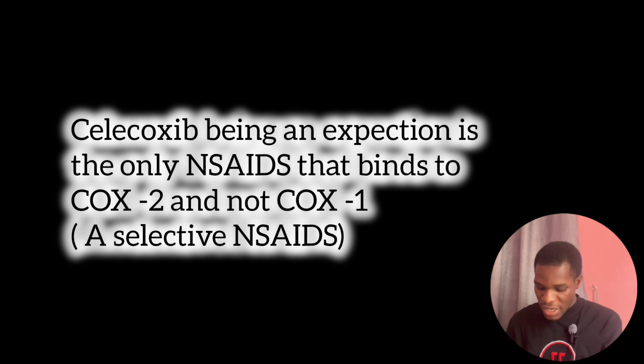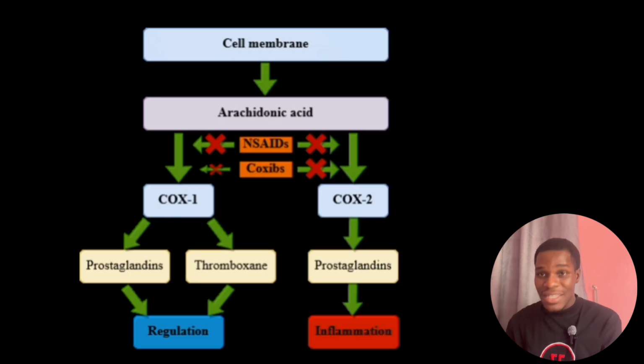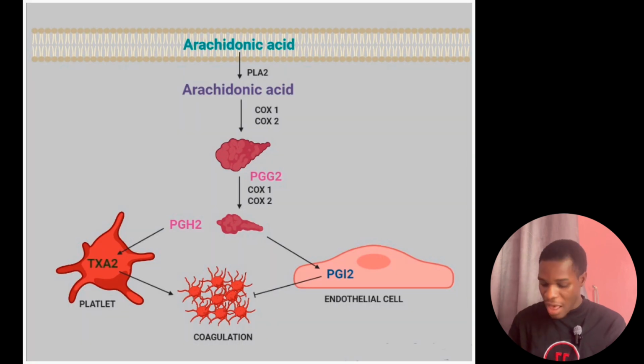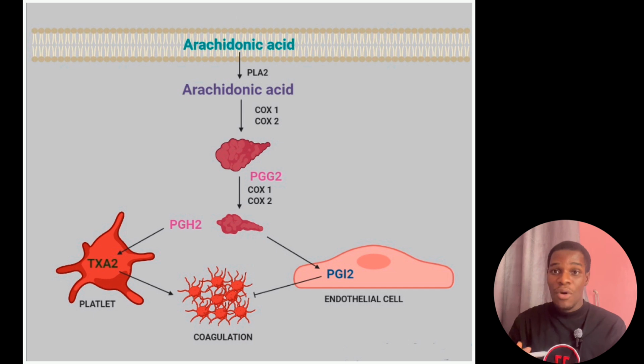Now, of course, when these COX enzymes are inhibited, inflammatory mediators such as prostaglandins, prostacyclins, and thromboxane A2 would not be produced. Prostaglandins are responsible for pain, inflammation, and fever. Prostacyclins are responsible for vasodilation and inhibition of platelet aggregation, while thromboxane A2, which we all know is an important platelet aggregating factor, is responsible for platelet aggregation and vasoconstriction.